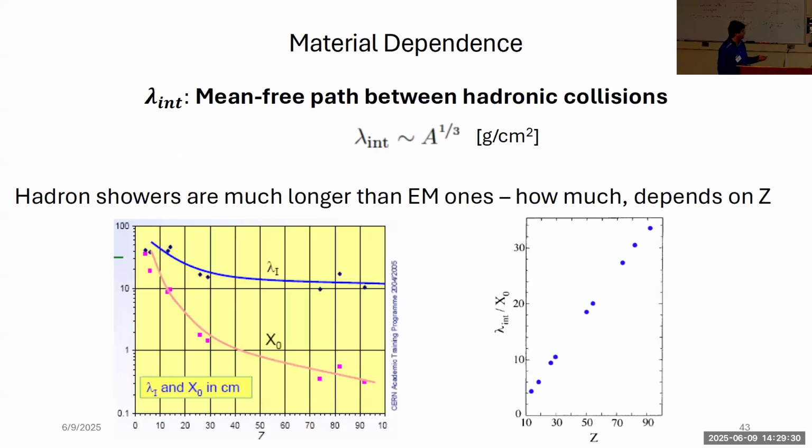Yeah, and then this just shows what I showed on the last slide, the hadronic interaction length as a function of Z. So as Z increases, the hadronic interaction length, in these units of grams per centimeter squared, decreases slightly, but the radiation length decreases much more.